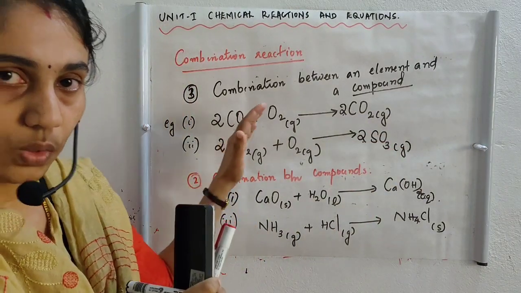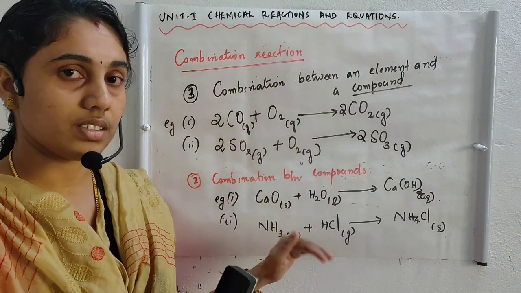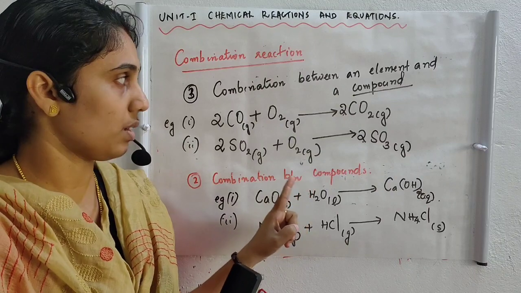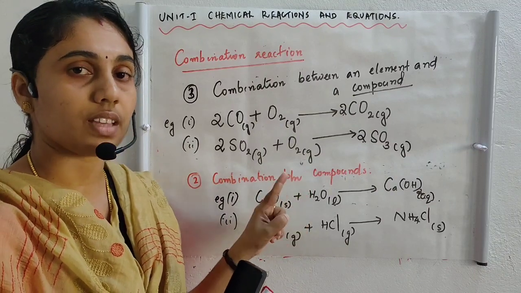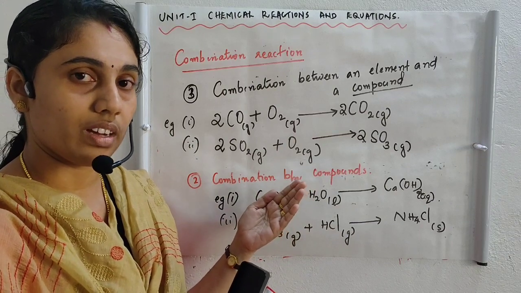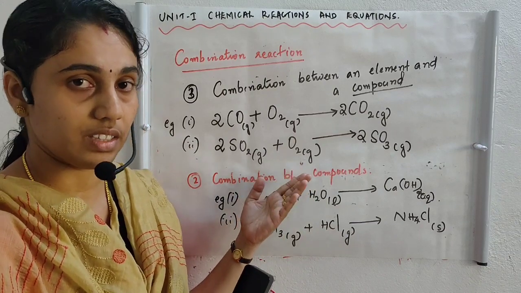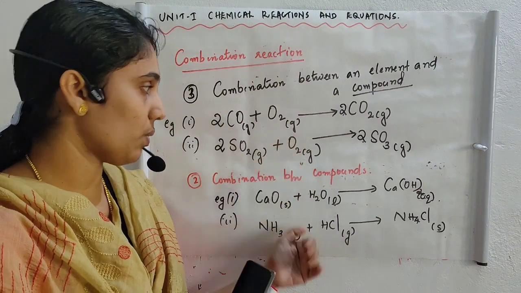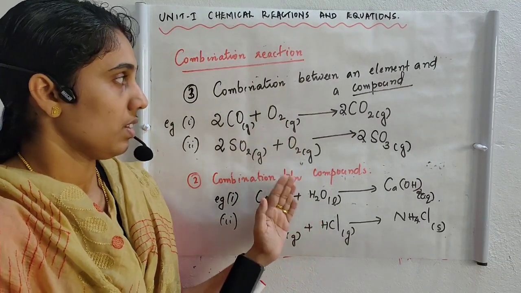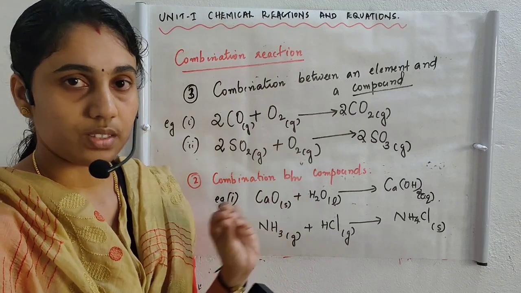This section is also important. When it is asked, write the combination reaction between elements, between compounds, and between an element and a compound. For each type you have to write one equation each. So this is also important. I hope you understood the portions.